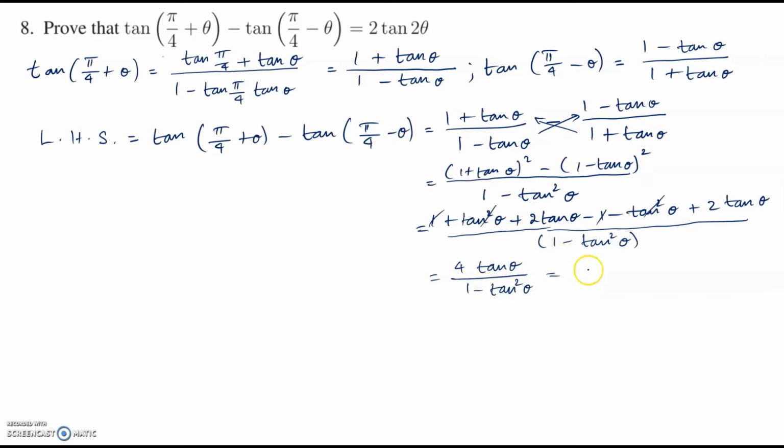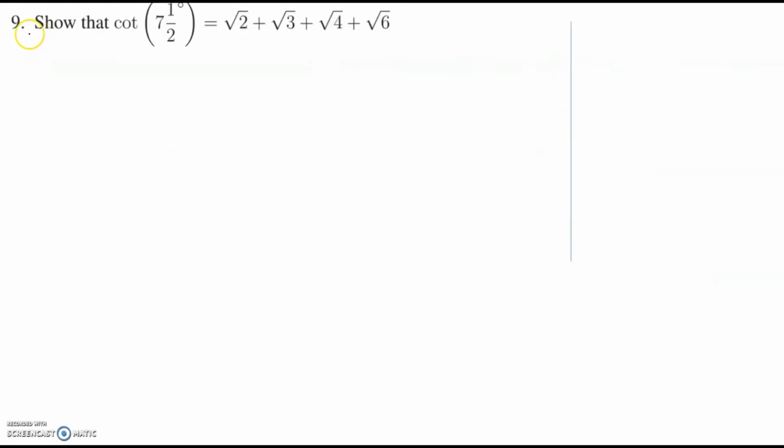So you can rearrange this as 2 times 2 tan θ divided by 1 − tan²θ. Now 2 tan θ by 1 − tan²θ is nothing but tan 2θ. So this is equal to 2 times tan 2θ. That's equal to the right hand side. Hence the proof.